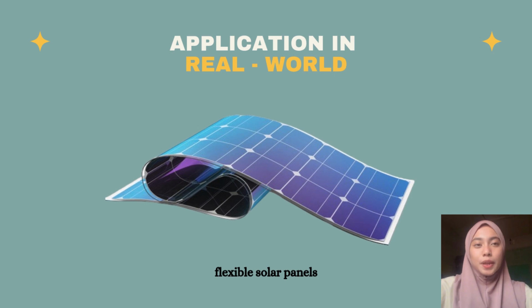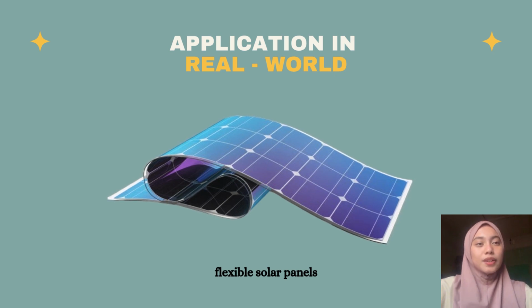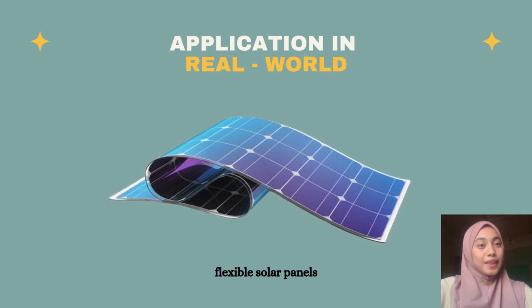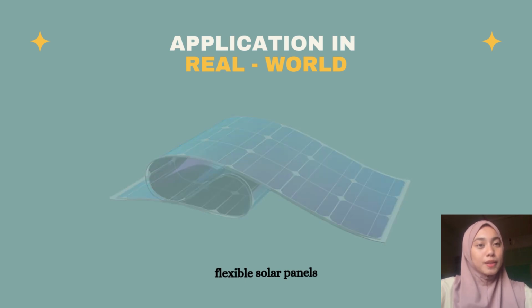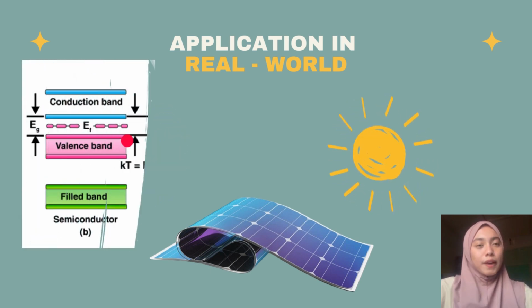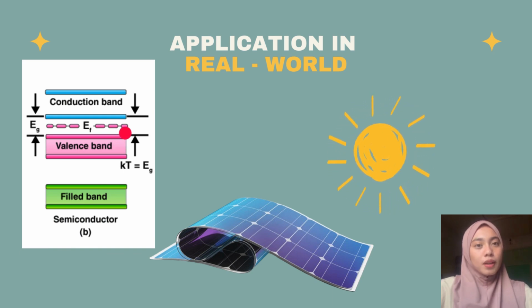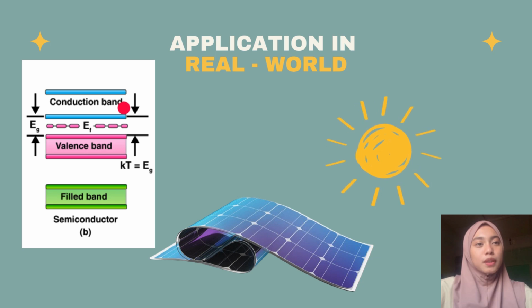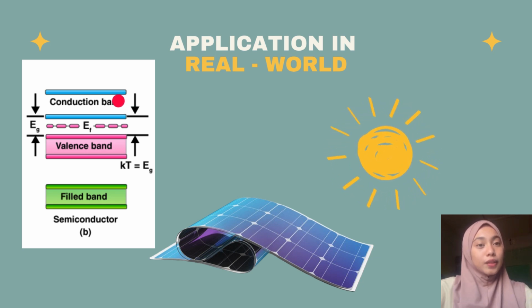These panels are made using materials such as organic semiconductors or thin films that, while not perfectly crystalline, still possess enough periodicity or local structure to support Bloch-type wave functions and form energy bands. When sunlight hits the panel, photons provide energy to excite electrons from the valence band into the conduction band. Because the electrons are delocalized, they are free to move through the material and are collected as electric current.